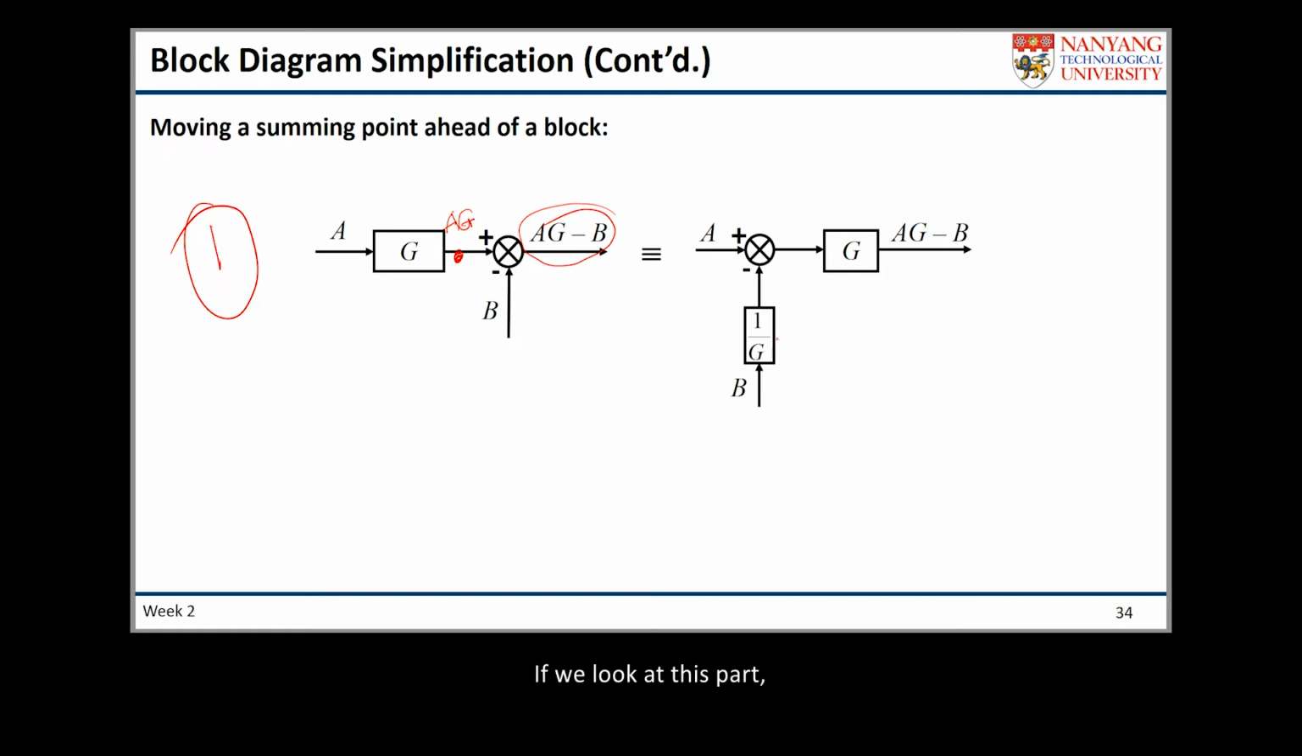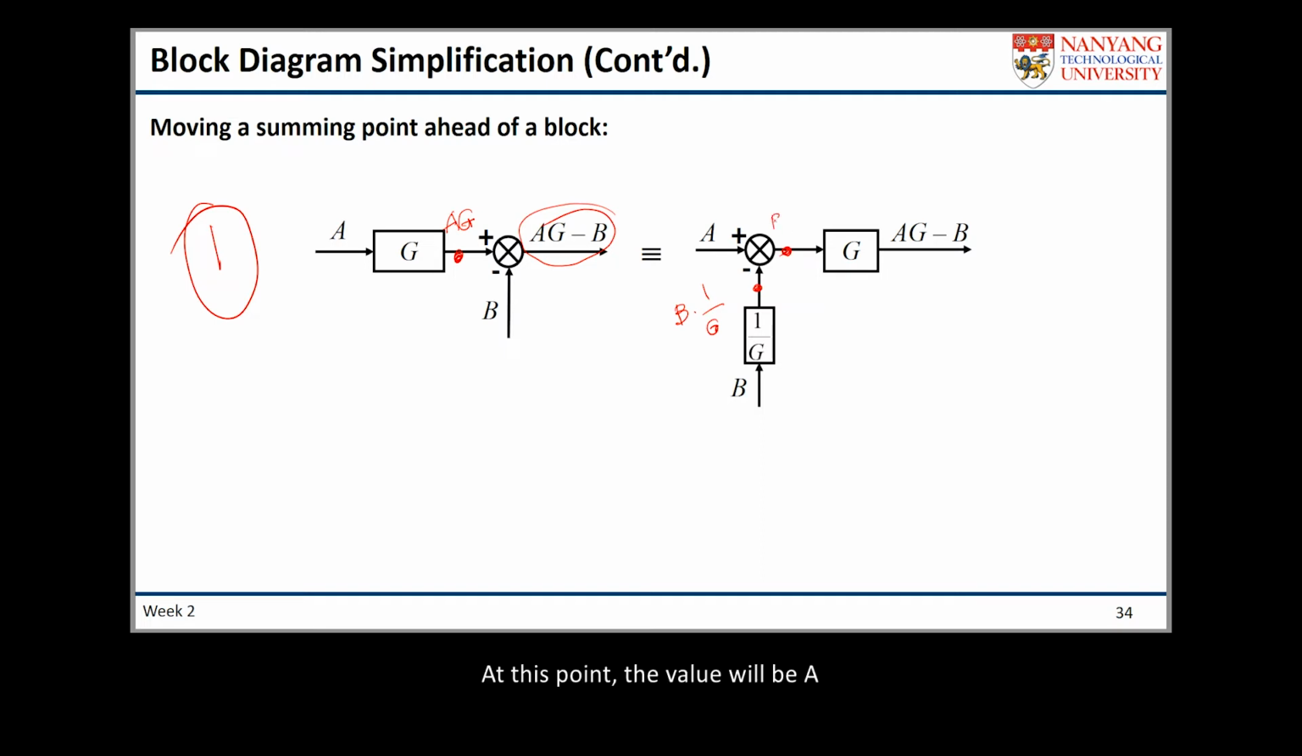If we look at this part, there is an input B coming to the transfer function 1 over G. That means at this point, the value will be B times 1 over G. And then after that, we meet the summing point. The summing point will subtract A, the first input, to the second input. So I will subtract A by B over G. And this will be the output of the summing point.